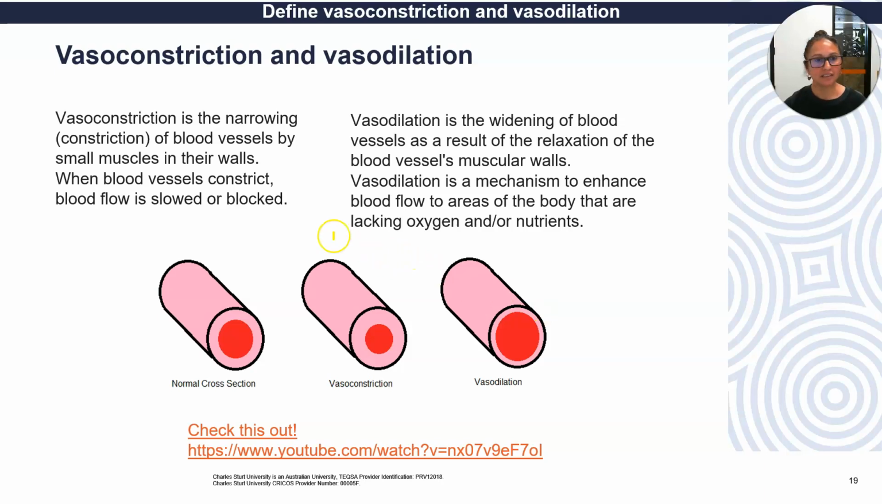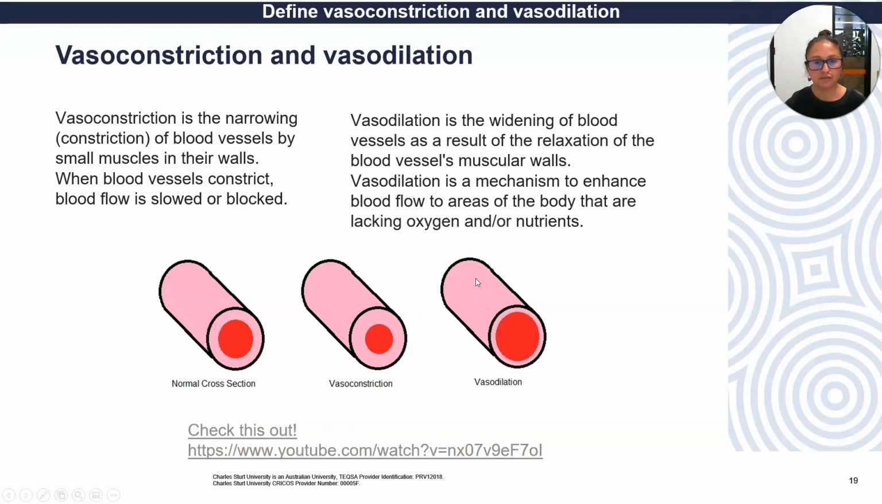Let's have a look at this. Remember, we saw this when we looked at adrenaline. What is vasoconstriction? That is narrowing of the blood vessel. What is vasodilation? That is widening of the blood vessel. And we do that by manipulating that smooth muscle. Let's have a look at this video. See if I can play it. Here we go.